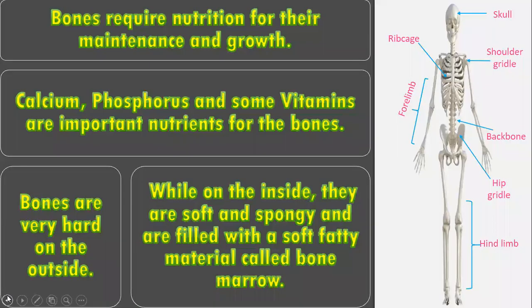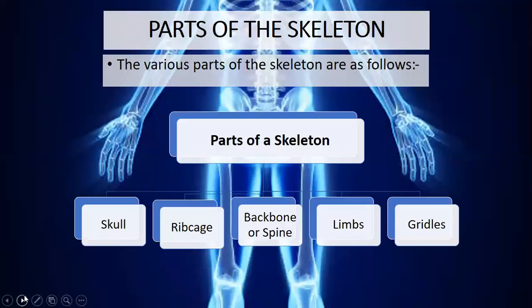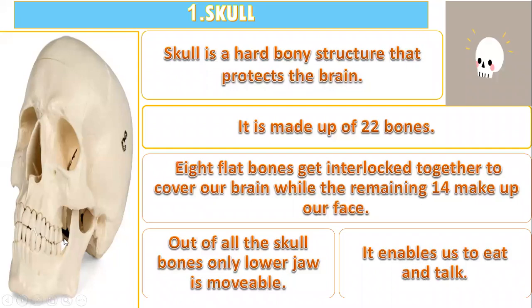Now, in this figure, you can see some of the parts of a skeleton. Next, we are going to discuss the parts of a skeleton. There are various parts of a skeleton, which are as follows. First one, skull. Second one, rib cage. Third one, backbone or spine. Fourth one, limbs. Fifth one, girdles. Now, each one we are going to discuss in detail.